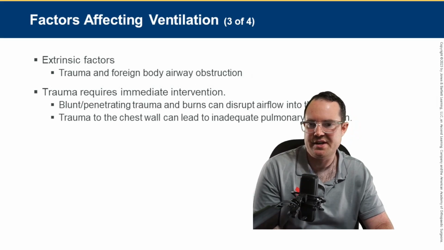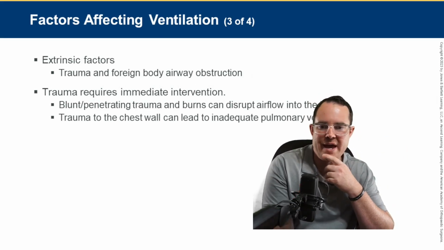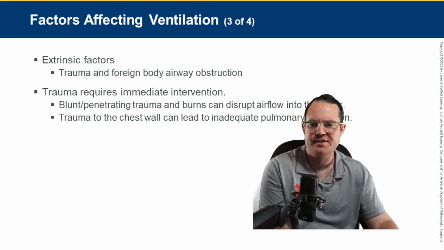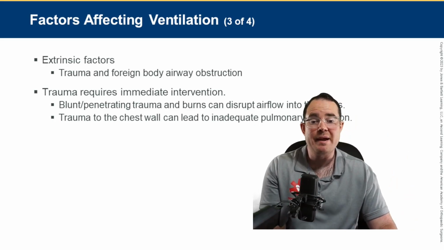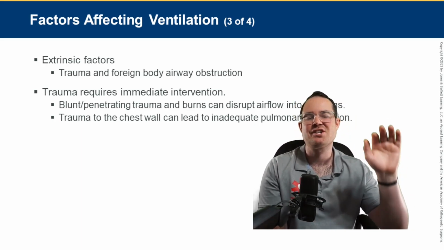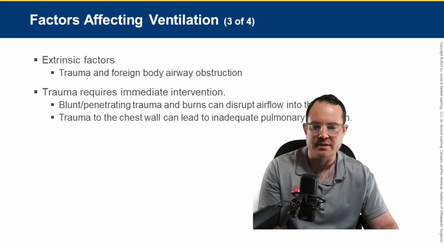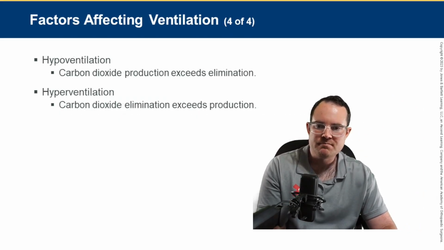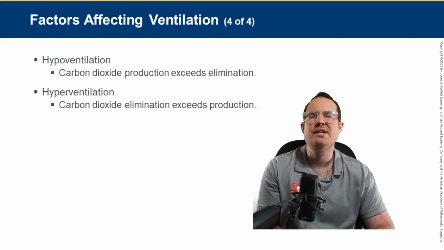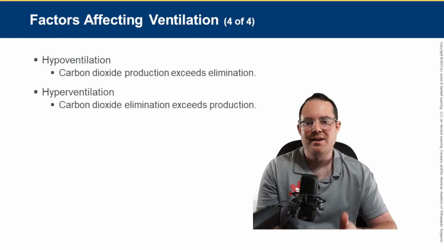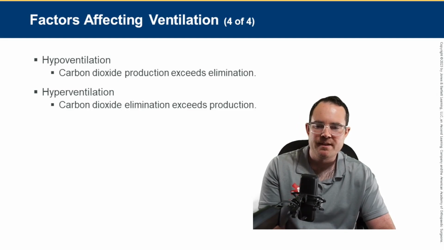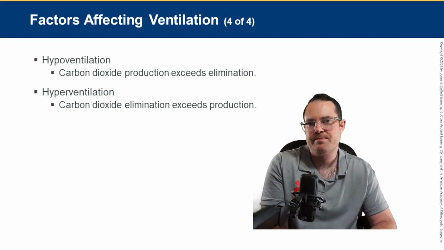Some extrinsic factors here. We did talk about the FBAO, or the foreign body airway obstruction. Also, they're saying trauma. Blunt or penetrating trauma can be considered an extrinsic factor that can cause an obstruction. Please, please, please write these terms down. Know them. Hypoventilation versus hyperventilation.